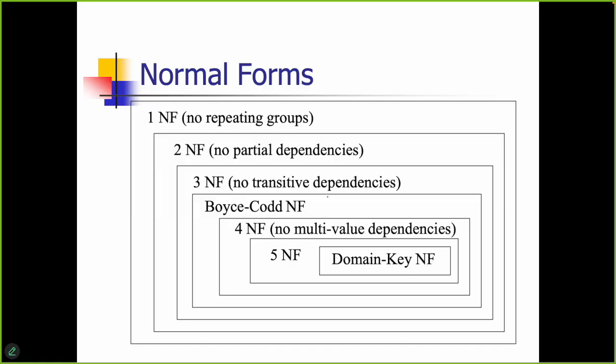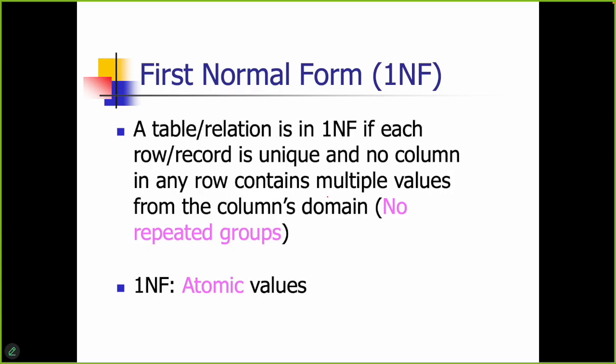So for the scope of this course, you only need to learn 1NF, 2NF, and 3NF. A table or relation is in 1NF, or first normal form, if each row or record is unique and no column in any row contains multiple values, so no repeated groups. You cannot store two different things in one column. If I want to tell it very clearly, you cannot store two different things in one column.